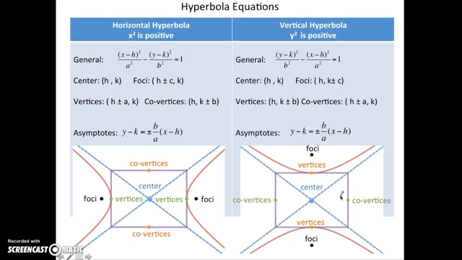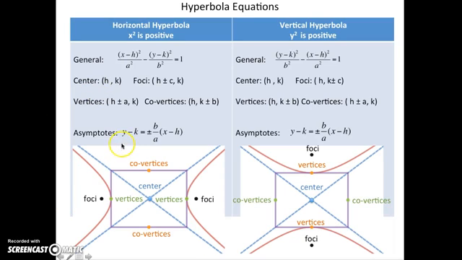There are two equations for hyperbolas. The first equation is (x minus h) squared over a squared minus (y minus k) squared over b squared equals 1. The way this is different from an ellipse is there's a subtraction sign between the two terms. Finding the center, the focal points, the vertices and the covertices are the exact same as the ellipse, but hyperbolas are going to have asymptotes.